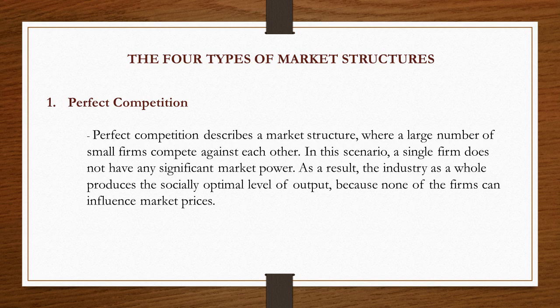Now, let's proceed to the four types of market structures. Number one, perfect competition. Perfect competition describes a market structure where a large number of small firms compete against each other. In this scenario, a single firm does not have any significant market power. As a result, the industry as a whole produces the socially optimal level of output because none of the firms can influence market prices.